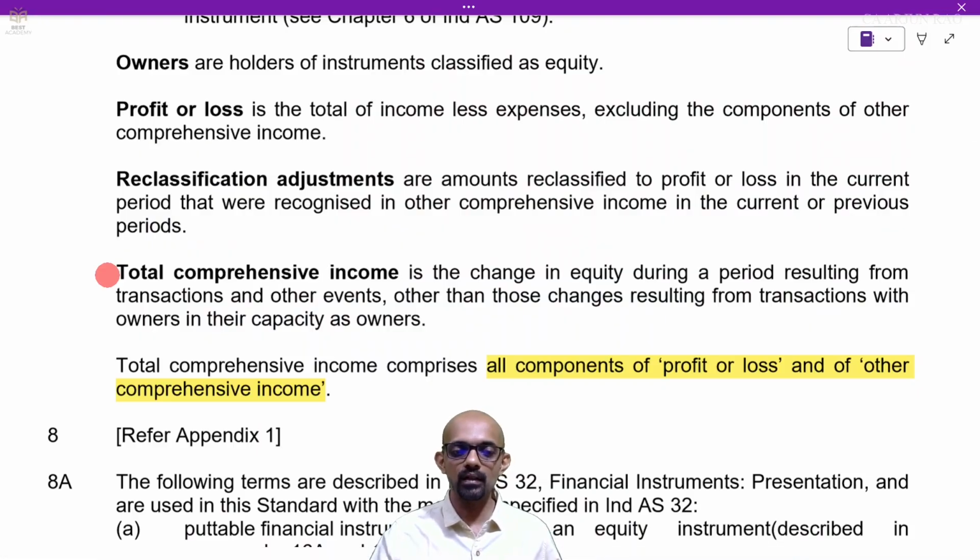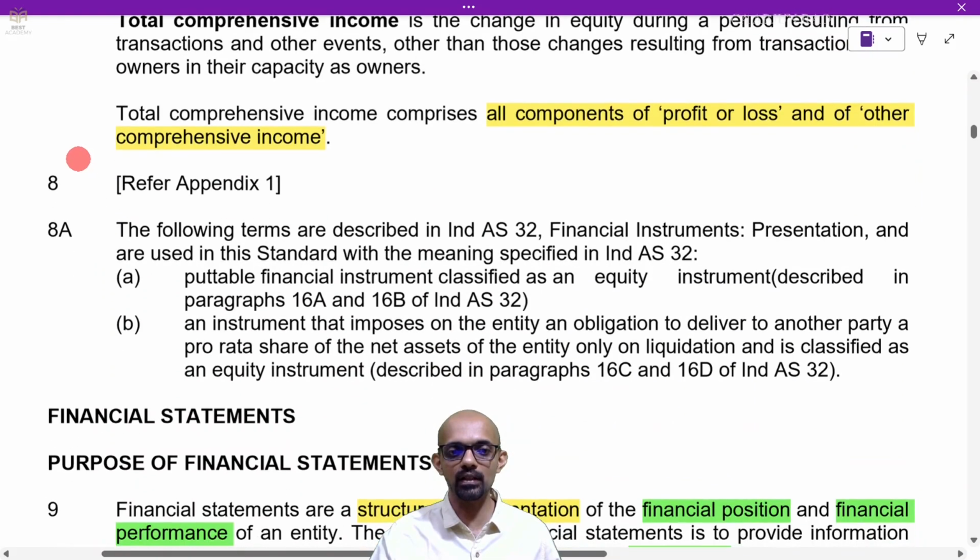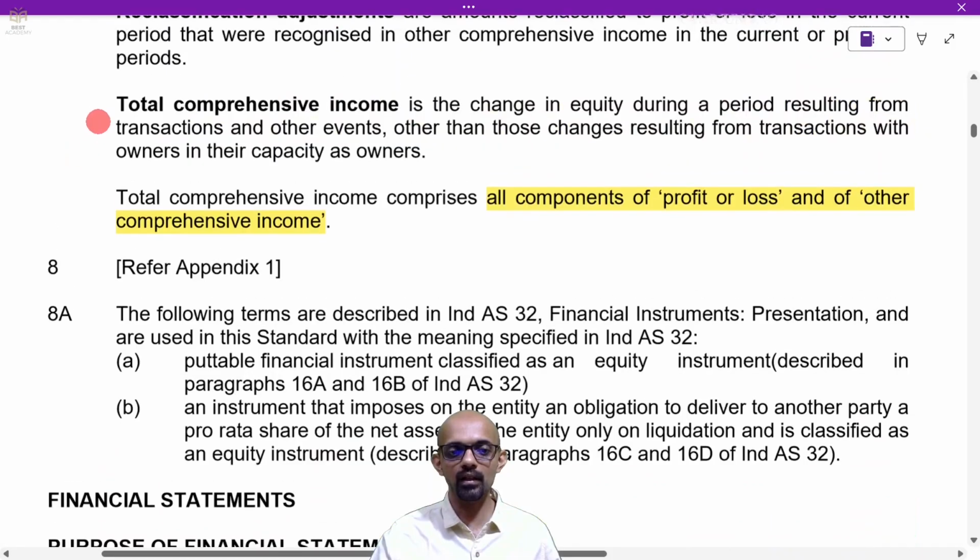Total comprehensive income, we know, is the change in equity basically, and it has two components. One component is profit or loss and the other component is other comprehensive income. So, profit or loss plus other comprehensive income is total comprehensive income.